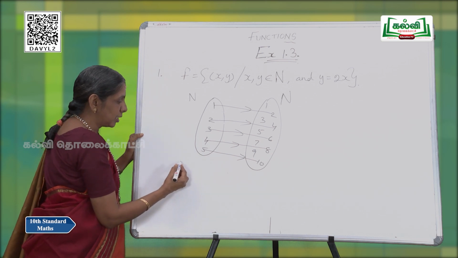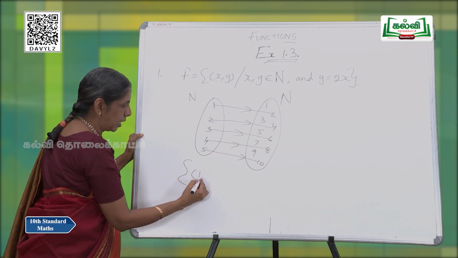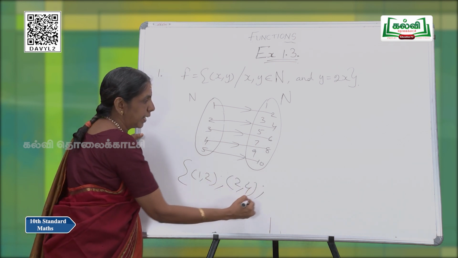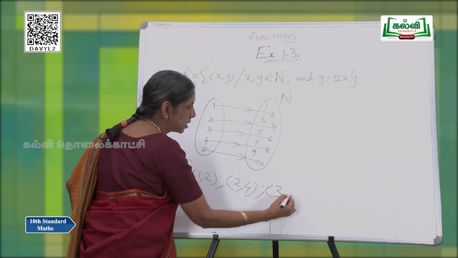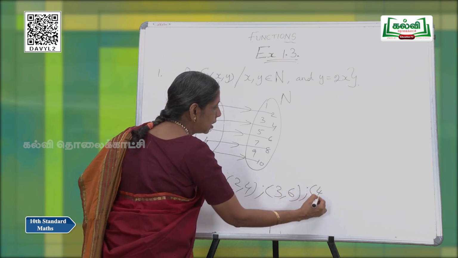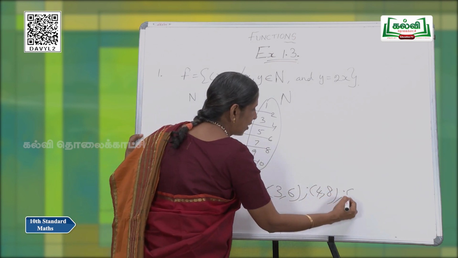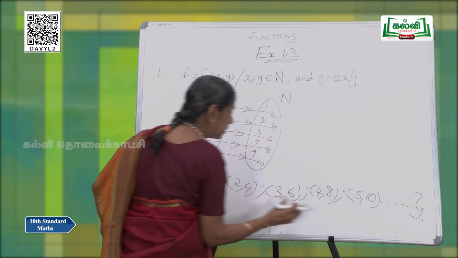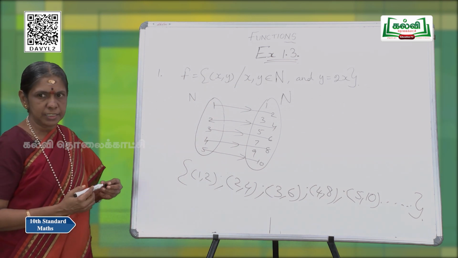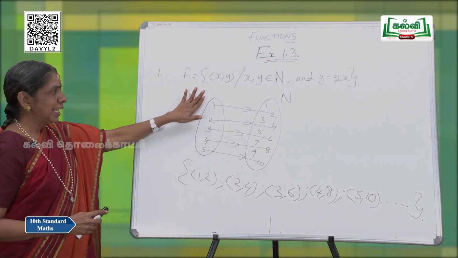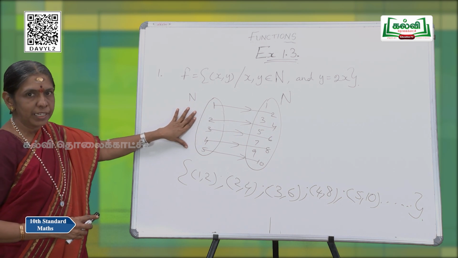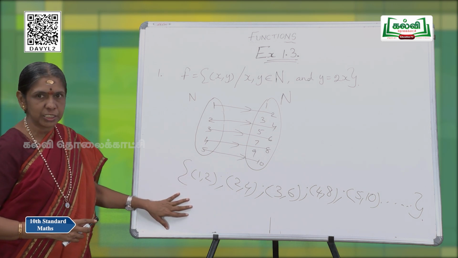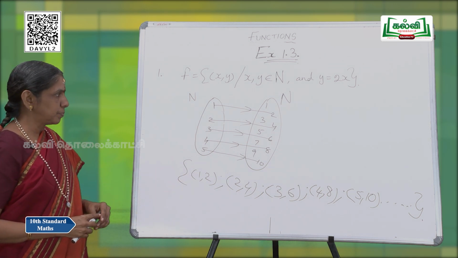Now, what is the set of ordered pairs you are getting? 1, 2. Next one, 2, 4. Next one, 3, 6. Next, 4, 8. Next, 5, 10. It goes on like this. Now, are these ordered pairs in the set or not? Yes, they are. So, you can see that each and every element of the domain is connected with the codomain in a unique way. Therefore, it is a function. Yes, it is a function.